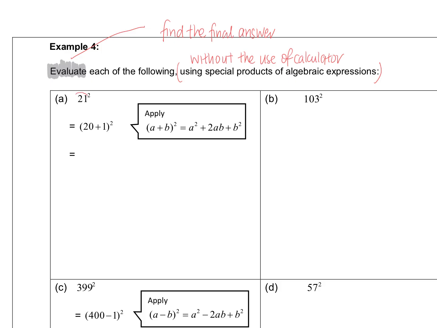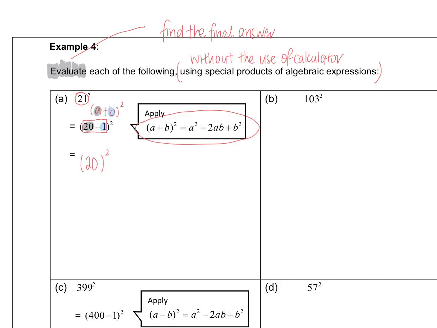So instead of finding 21 square, you split it into 20 plus 1. Because this will give me (a plus b) square, my a being 20 and my b is 1. So I apply the formula. How do I split the 21? We will split it as tens and the ones. So this one will be a square.